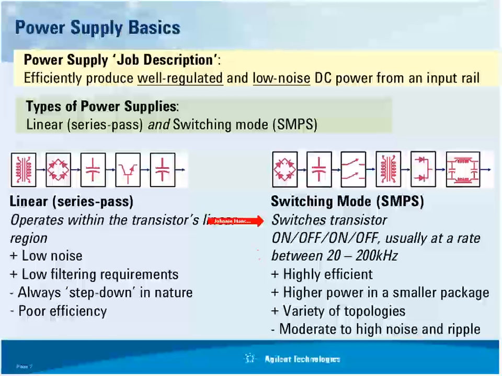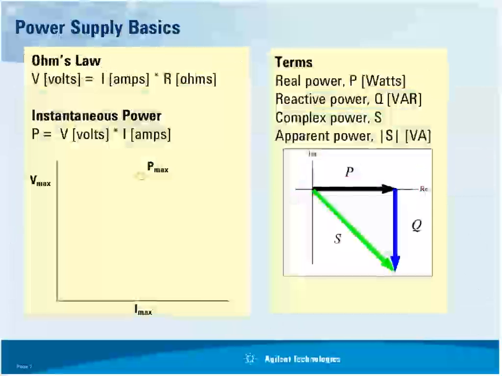But the basic theory is they switch on and off, typically at a rate of 20 to 200 kilohertz, sometimes higher than that. And the advantage is they are very efficient. You can generate a lot of power in a small package. There's a variety of topologies, but this is the big negative: they can have moderate to high noise and output ripple. And so you've got to make sure that it still meets your requirements.